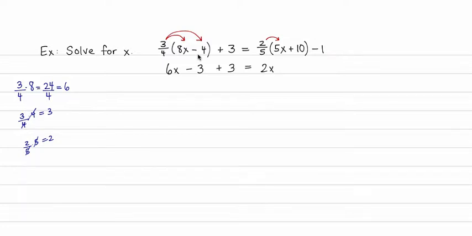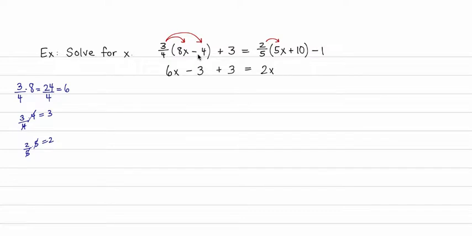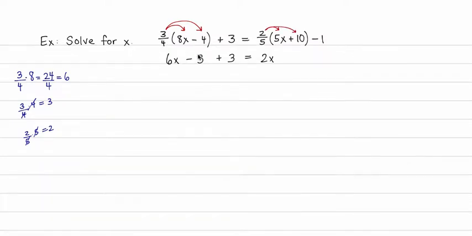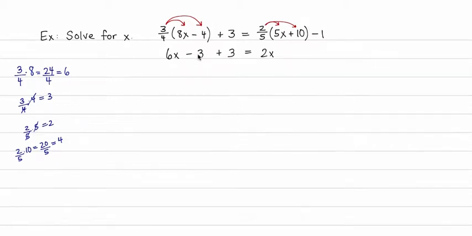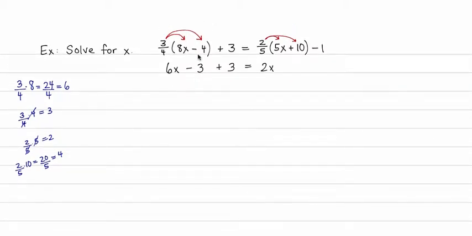And then when I do the next 2/5 times this 10, I better do the work over here. So 2/5 times 10 gives me 20 divided by 5, which works out nicely and evenly and gives me 4. So up here I've got my 2/5 times 10 gives me just plus 4, and then I'm going to subtract off 1. Okay. So lucky for us, that got rid of all the fractions right away. Nice.